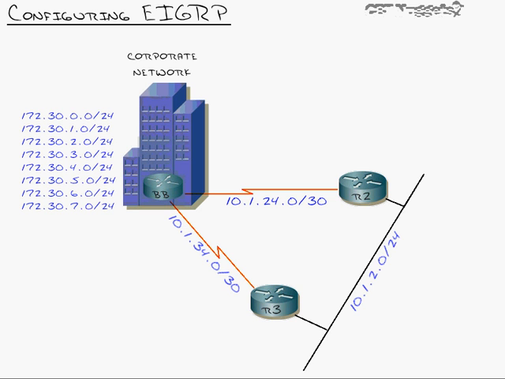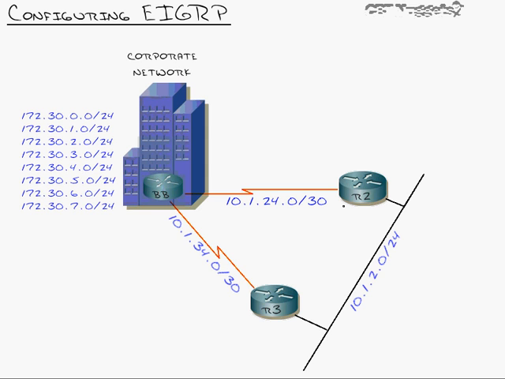Now you can see that we have three routers here. Router 2 and router 3 are connected to a shared segment, a bridge segment over here with a switch, 10.1.2.0/24. Now router 2 connects back to the corporate office on a /30, 10.1.24, and router 3 is connecting back on 10.1.34, another /30.